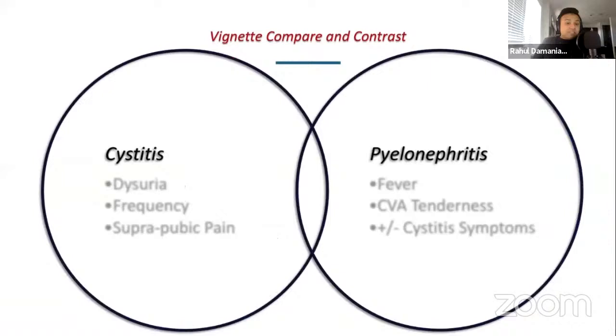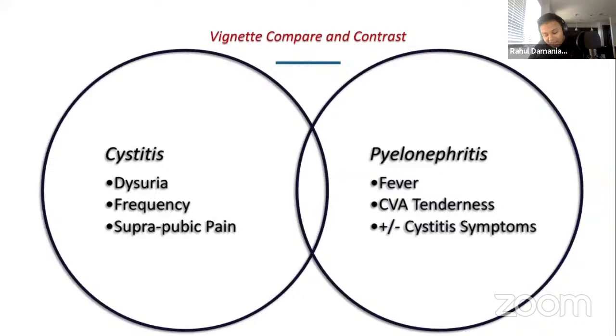We talked about in review cystitis versus pyelonephritis, the fact that pyelonephritis is going to be cystitis on steroids, i.e. you get fever and the CVA tenderness, very high yield for us to know in your vignettes.